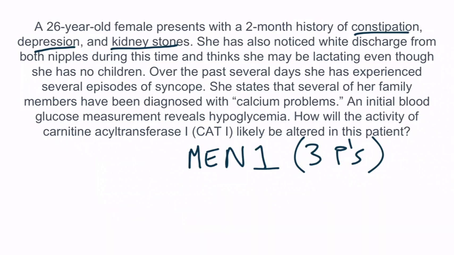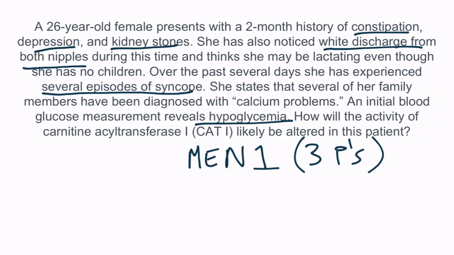We also know that she has a prolactinoma because she is experiencing white discharge from both nipples. Finally, we can deduce that she has an insulinoma because she's had several episodes of syncope, which was likely due to hypoglycemia. Okay, so this question is essentially asking how high levels of insulin will alter the activity of CAT1.